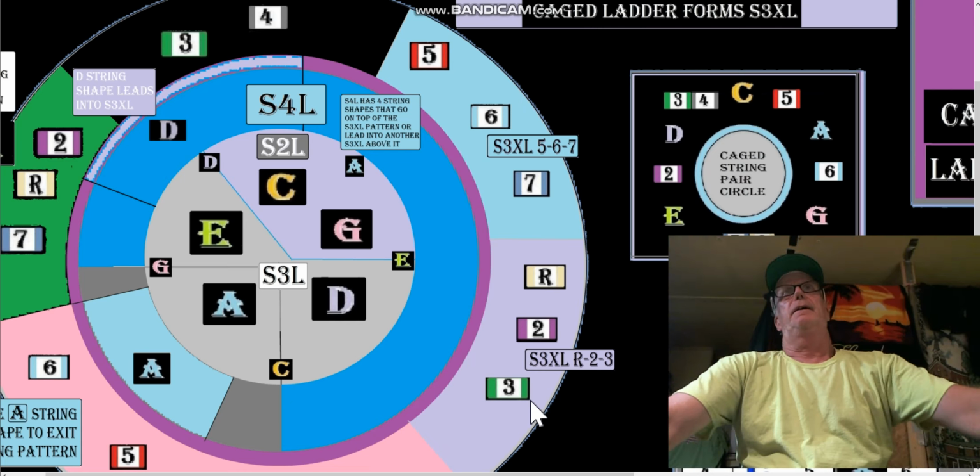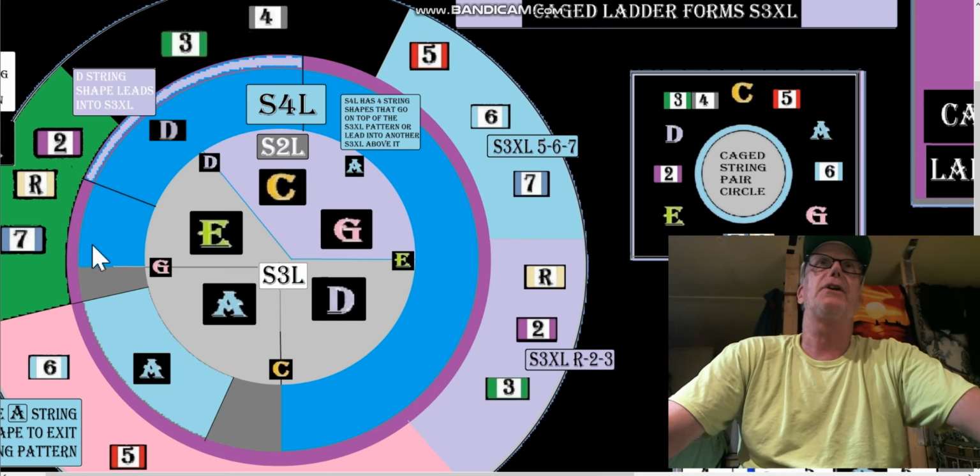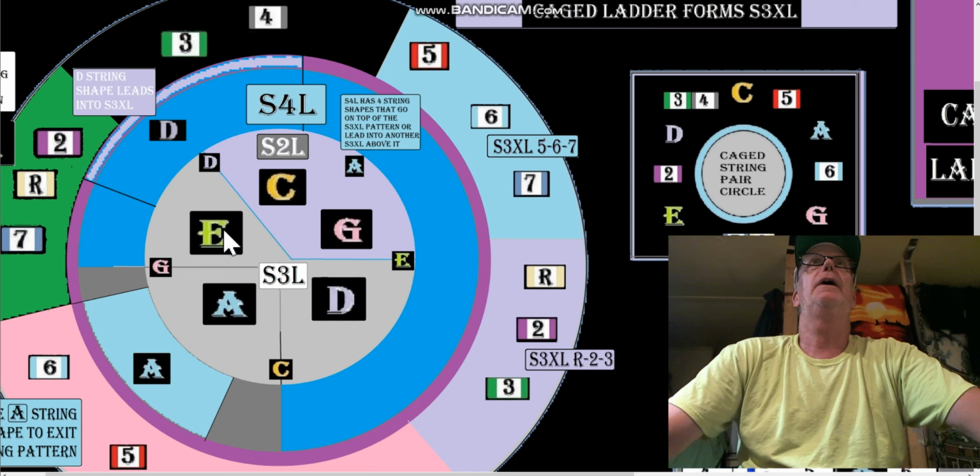All right, I found out what went wrong there. I was looking at the little letters. The little letters are second time around letters. So here's the S4L: it goes E, C, G, and D. We don't look at the little letters there.